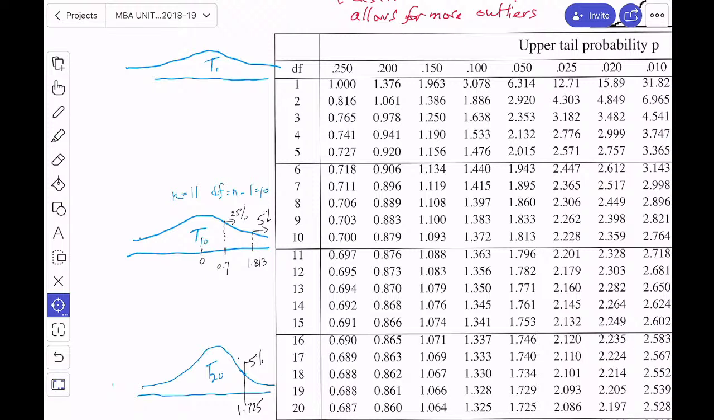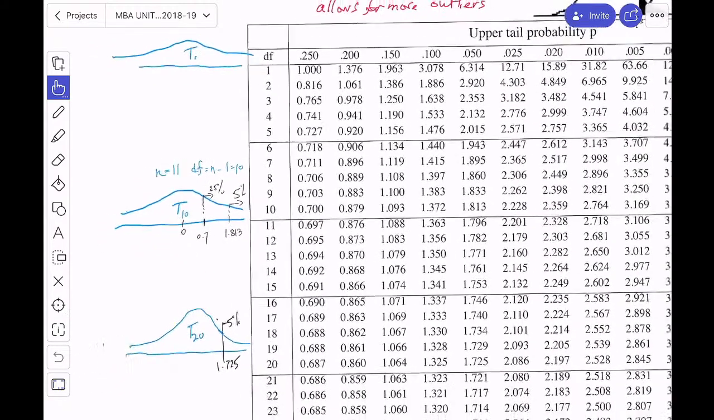And I have some exercises to practice using the table, because all I've shown you are values on the right side, but there are also values on the left side which are negative. So how do we deal with that? So let's do a couple of exercises and then apply the table.